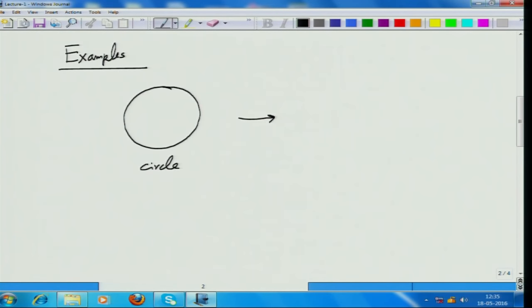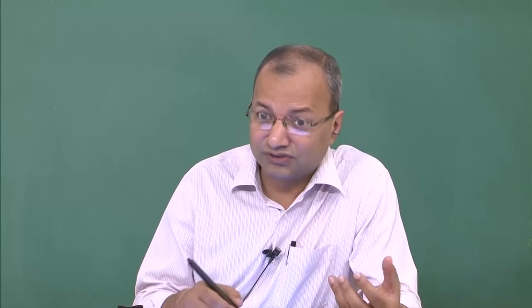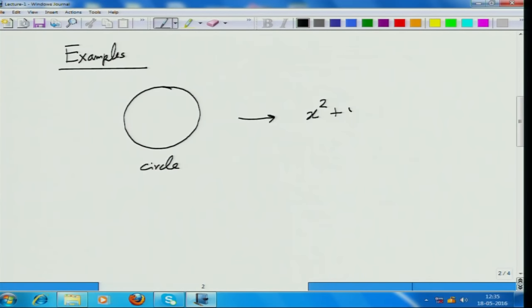All these basic curves you studied using coordinate geometry. And what does coordinate geometry give us for a circle? Instead of drawing the circle, we write this equation: x square plus y square equals r square. And this represents a circle.